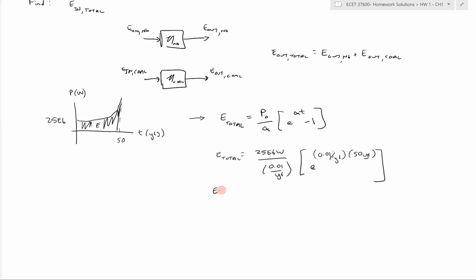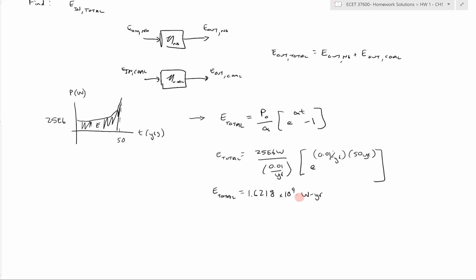So E total, if I do that math, gives us 1.6218 times 10 to the 9th watt years. Okay. So that's how much total energy I'll use over the 50-year period, based on integrating this plot here.